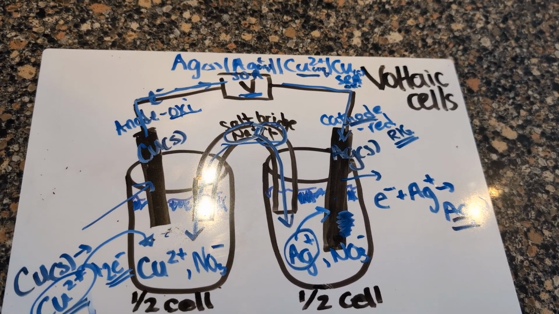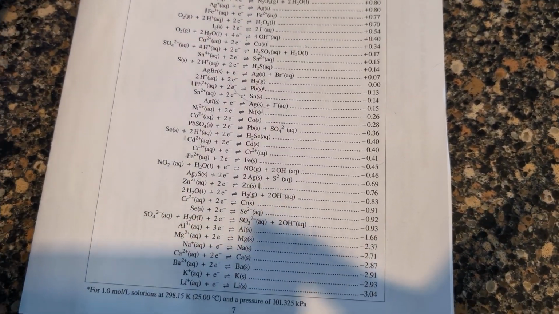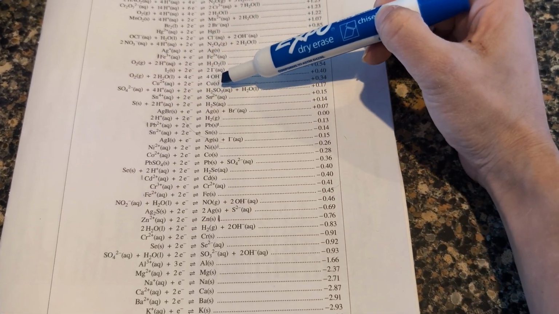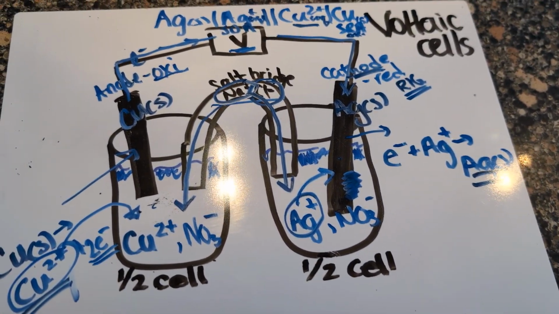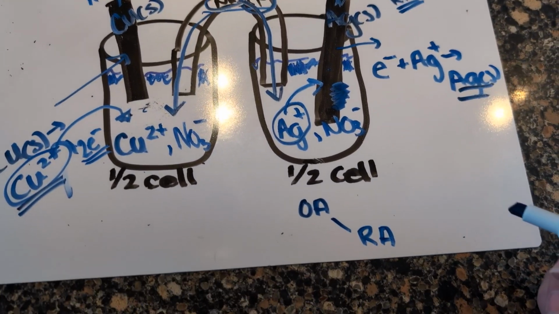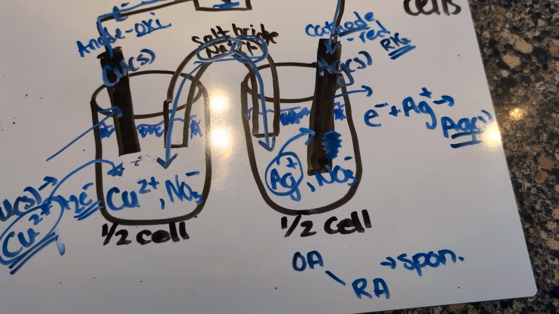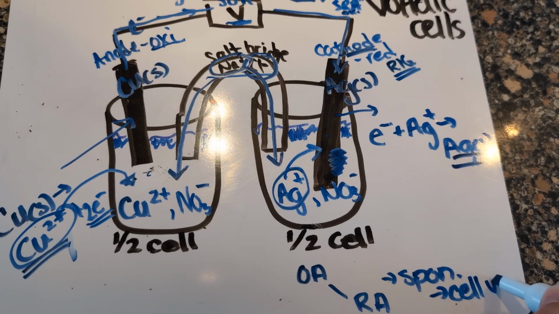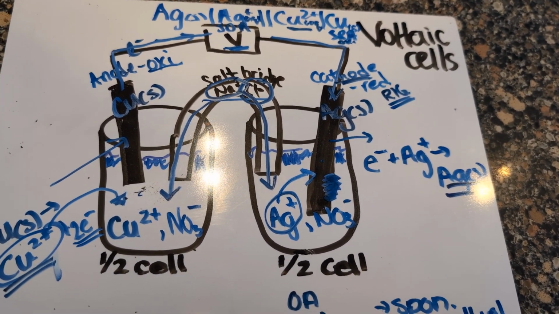Now, just to point out one last thing from our data booklet, and we have seen this before, if your OA, which was silver positive, is higher than your RA, which was copper positive, that reaction is spontaneous. So that's what's happening in here. Our OA is above your RA, so you have a spontaneous reaction, and spontaneous reactions mean you will get a voltage. So you'll get a cell voltage. And again, we'll learn how to calculate that later on.